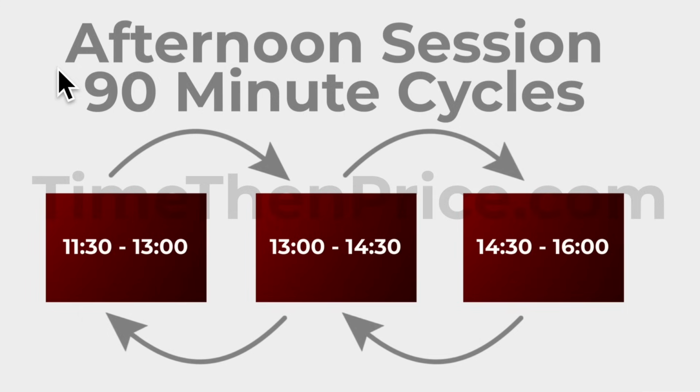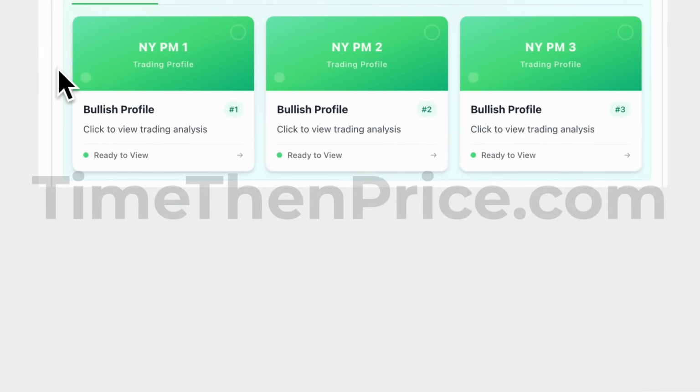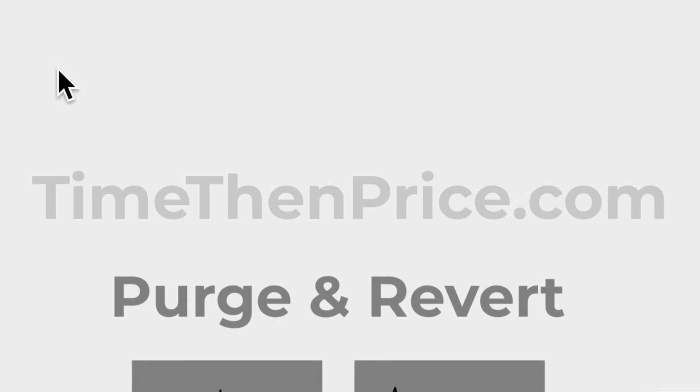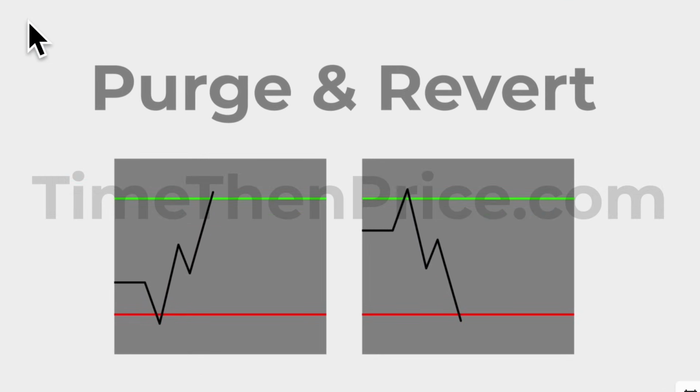When it comes to the afternoon session, there are also specific delivery profiles which you can be paying attention to. Once we recognize what delivery profile is in play for that specific session, we can anticipate when distribution is going to occur after we confirm that the manipulation is in play. This is how I want you to start thinking about time cycles. Time cycles can be looked at through the lens of purge and revert. There's also another possibility, and that is when continuations take place.